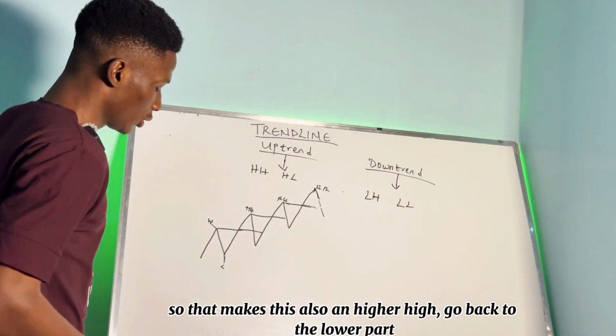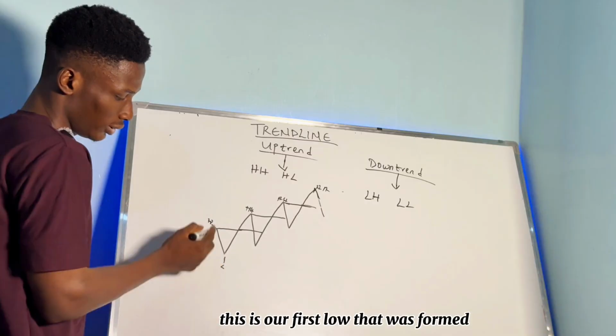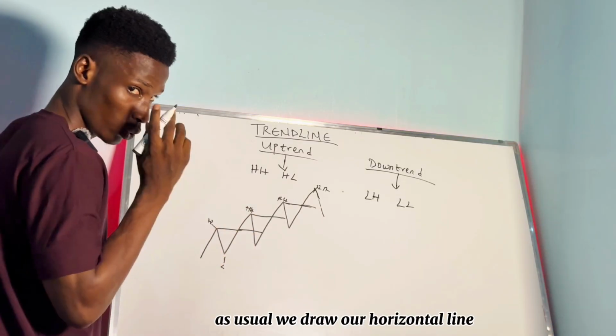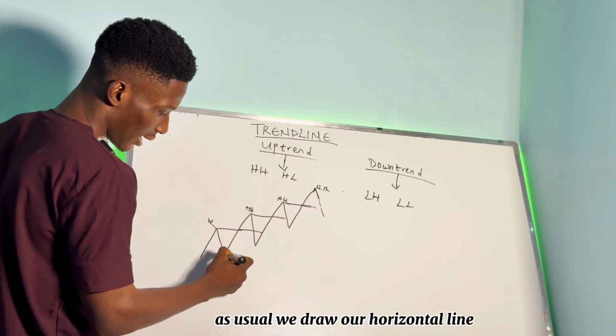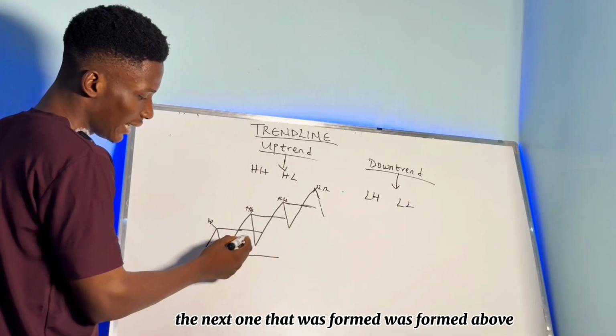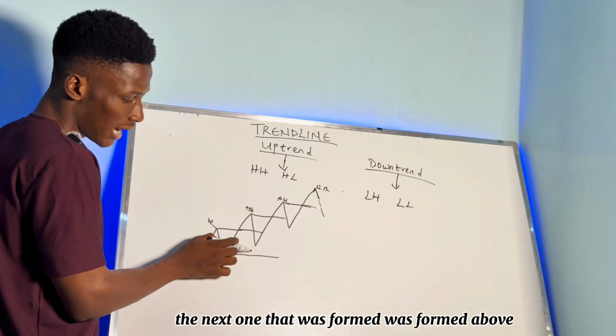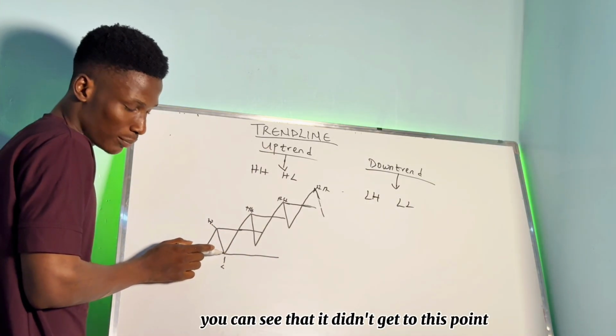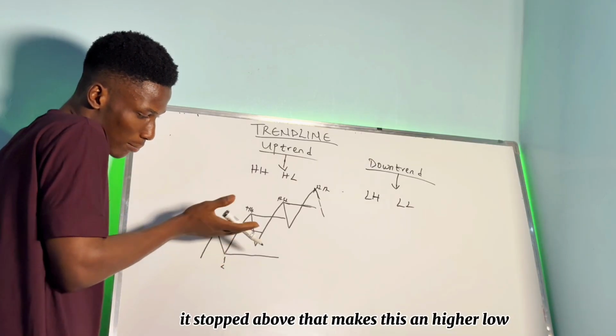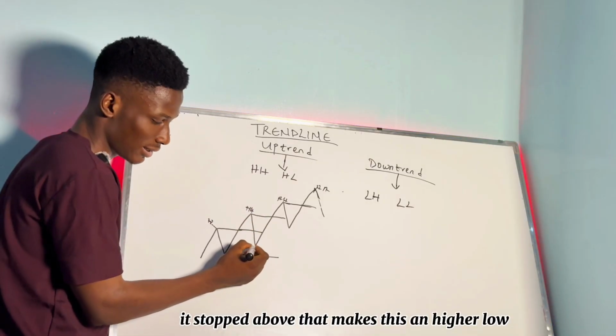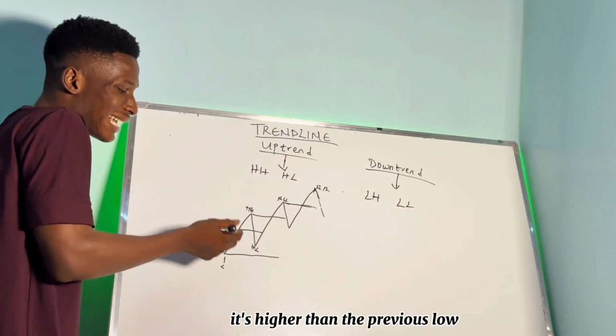Go back to the lower part. This is our first low that was formed, the V shape. What do we do as usual? We draw our horizontal line. The next low that was formed above, you can see that it didn't get to this point. It stopped above. That makes this a higher low. It's higher than the previous low.